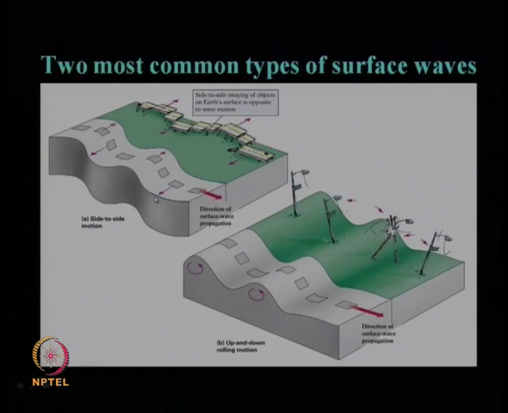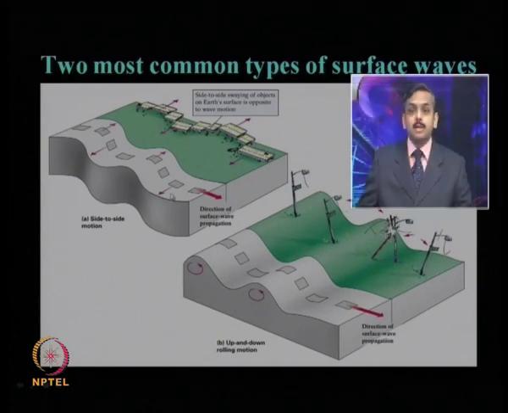But the movement of the particles, if you look at it, will be perpendicular to this direction, which is similar to the S wave movement. But in addition to that, if you look at various buildings, their side to side motion can be observed over here. So, it is written that side to side swaying of the objects on earth's surface is opposite to the wave motion.